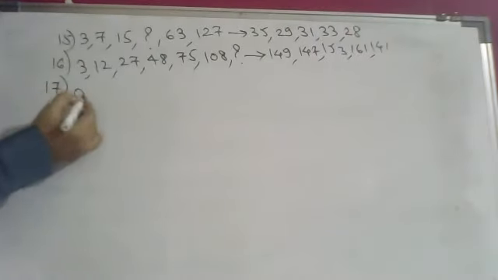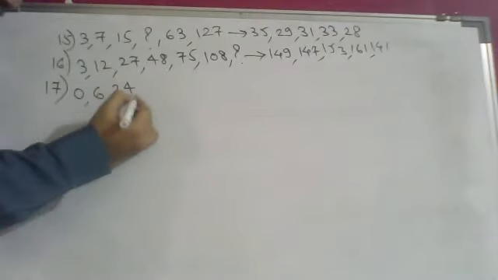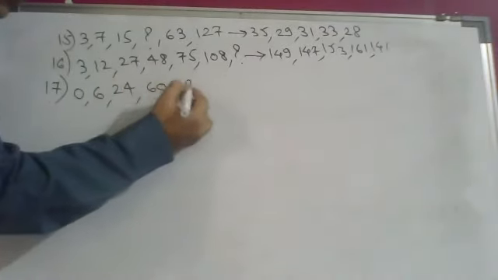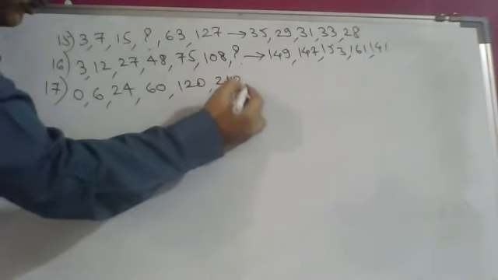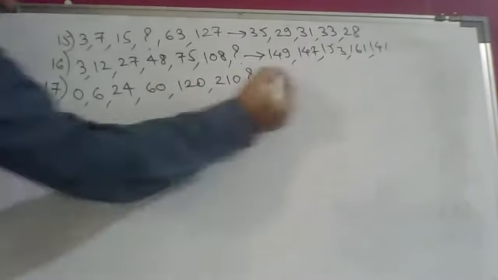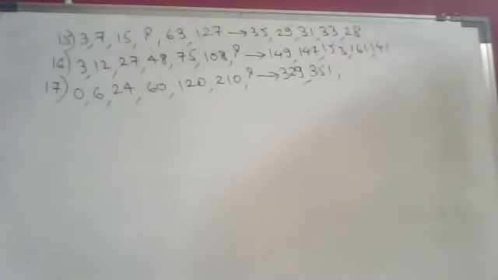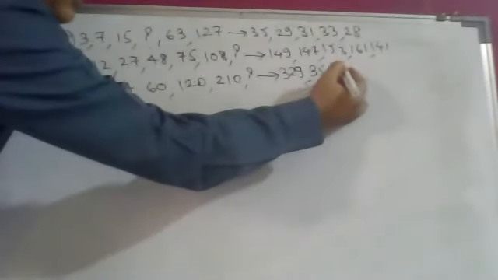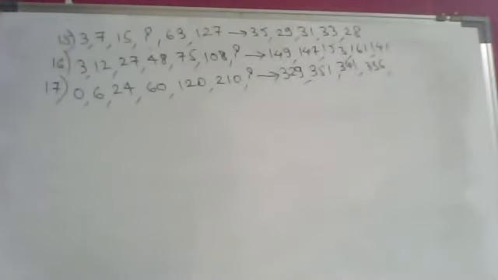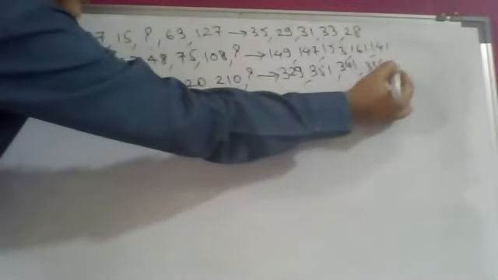0, 6, 24, 60, 120, 210, and next number we have to find out from the given options. Options are 329, 351, 341, 336, 338.